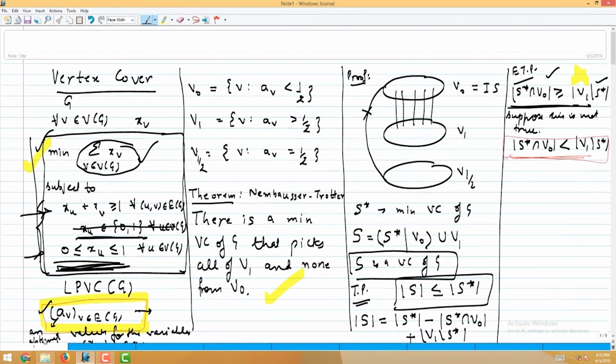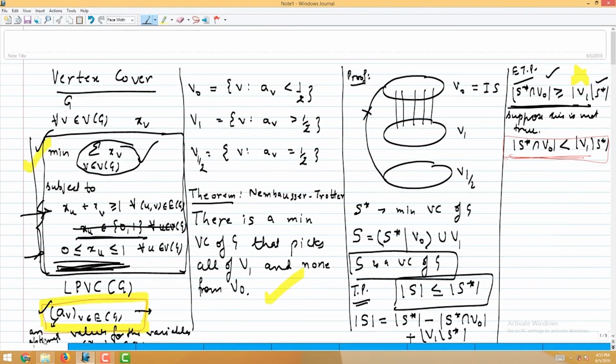Okay, so this is because of this. If you give me any optimum solution to the vertex cover LP, then this sum can never be more than the minimum vertex cover of the graph. And this is easy to see. Think about it. Why?